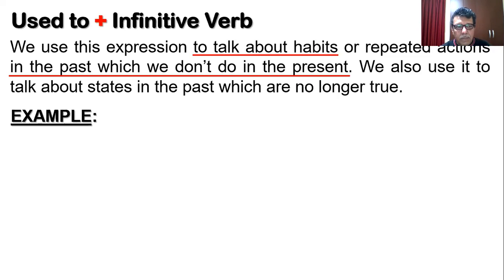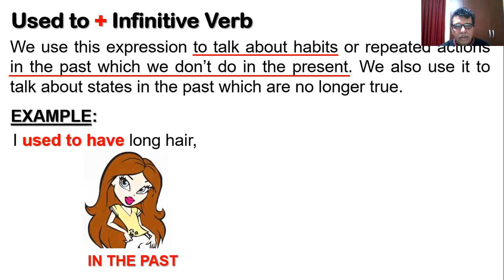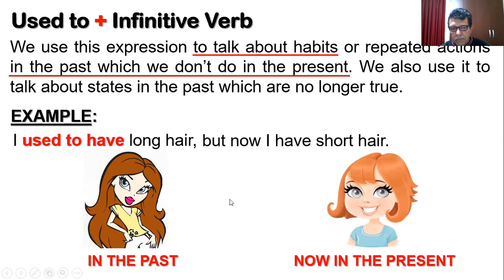Okay, so let's see an example. This person says, I used to have long hair. Used to, okay? Used with D at the end because we're talking about the simple past. Used to have, and this is a verb in the infinitive form. I used to have long hair. This action is in the past. But now in the present, the same person says, I have short hair. This action, used to, was in the past, and this action is in the present now. Okay, you understand? Very good.